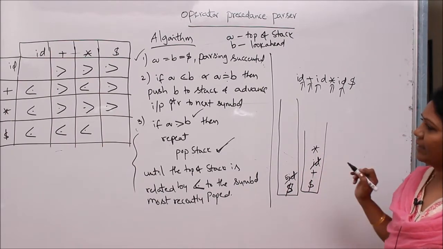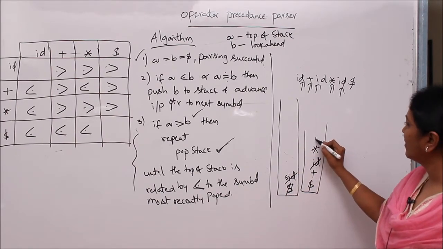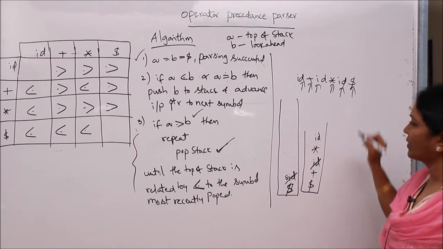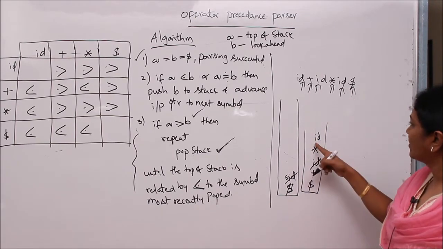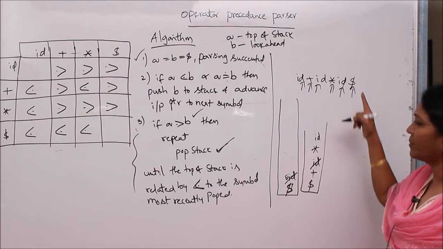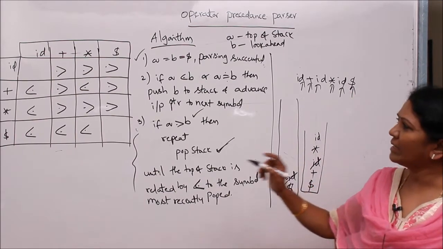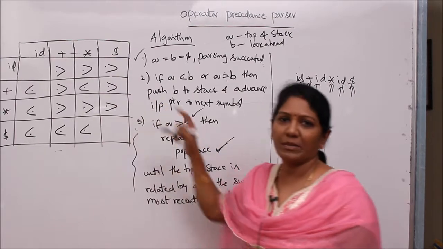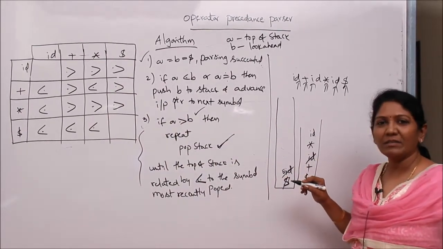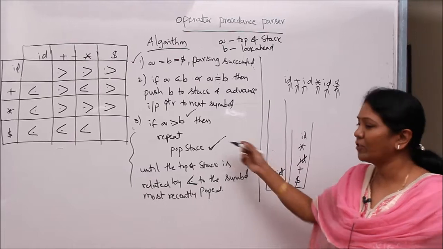Now star on ID. What is star on ID? Once again less, so shift action. Shift action is shifting the symbol onto the stack and incrementing the input pointer. Now ID on dollar. What is ID on dollar? Greater precedence. So greater means pop action, reduce action.